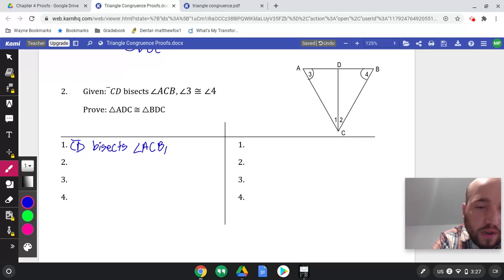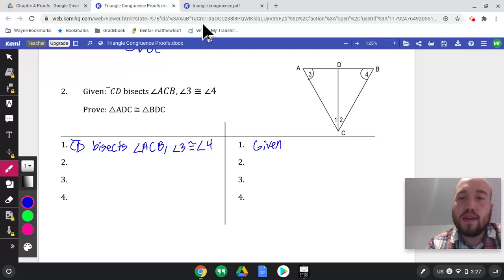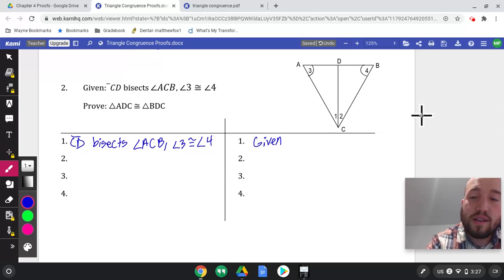And then we also know that angle 3 is congruent to angle 4. And this is our given. Now, angle 3 is congruent to angle 4 is already marked on here, so those angles are congruent. If CD bisects angle ACB, a bisector, hopefully you remember, and CD bisects it, that means it cuts these two into two equal parts. So that tells me that I know angle 1 here is the same as angle 2.